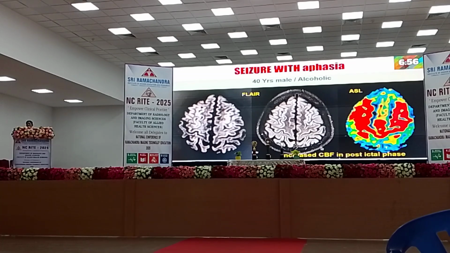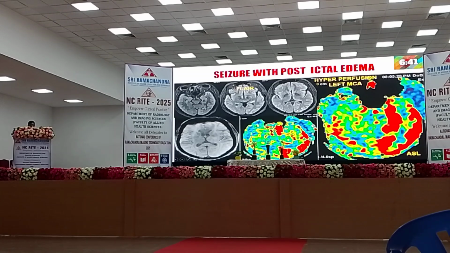Another one is a seizure, a 40-year-old male. Early in the morning he had a seizure, an alcoholic patient. We did an MRI, and it shows hyperintensity in the lab. You can see in this ASL, it shows hyperperfusion because of the post-ictal status, it is hyperactive.